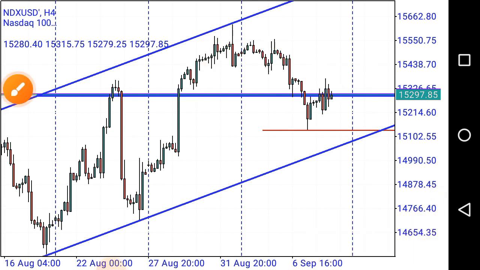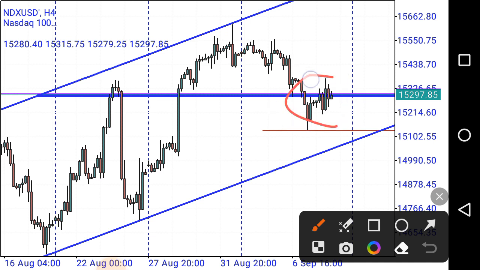But as far as buying or selling opportunities go, at this point I don't see any, and I would rather wait and see what the market does next before actually buying or selling at this point in time.